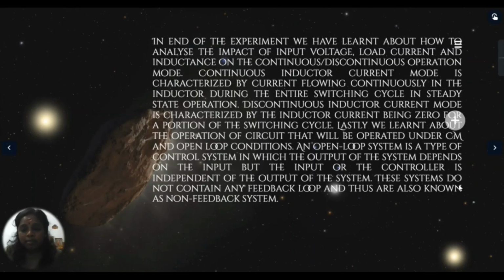An open loop system is a type of control system in which the output of the system depends on the input, but the input or the controller is independent of the output of the system. These systems do not contain any feedback loop and thus are also known as non-feedback systems. Moving on to the next.